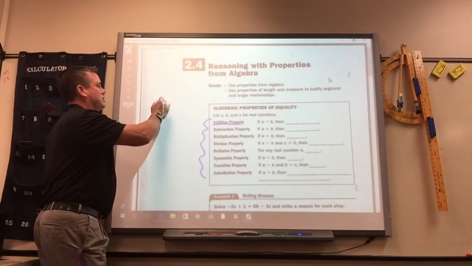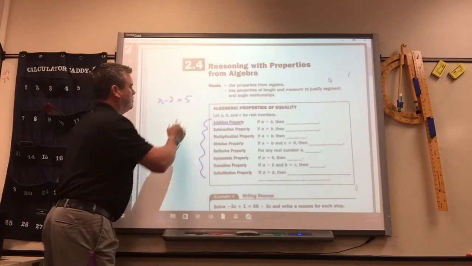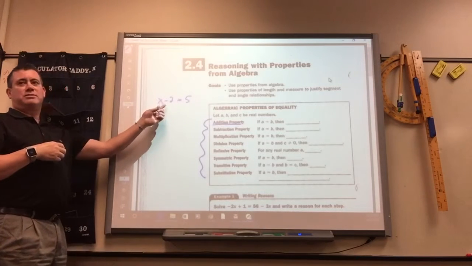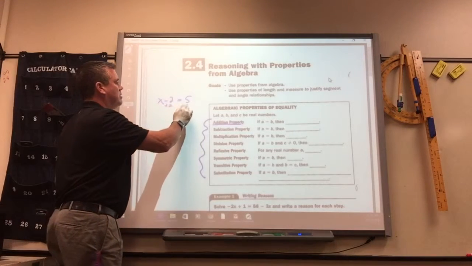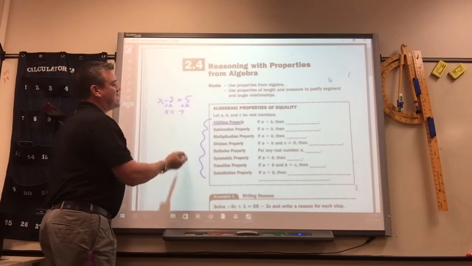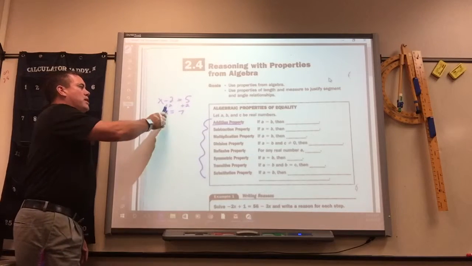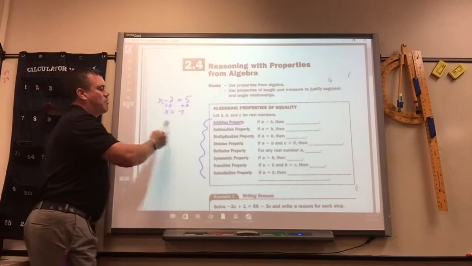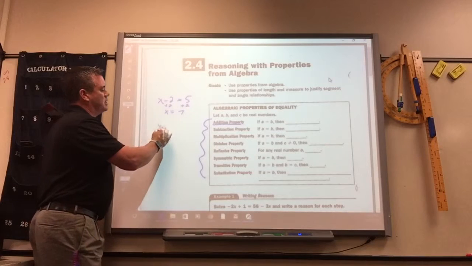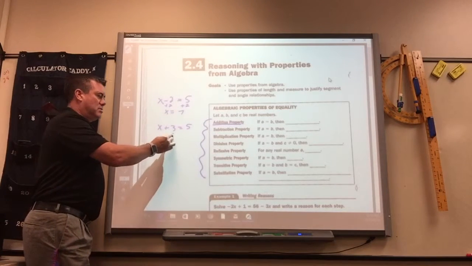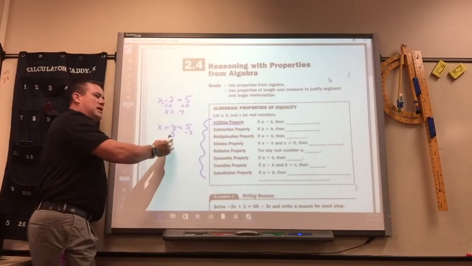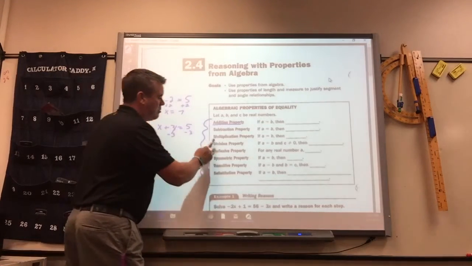If you got an equation, what do you do to solve this equation? Add 2 to each side, right? That's the addition property. Whatever you add to one side, you got to add to the other. So the subtraction property is this. In order to solve this, you have to subtract. Whatever you subtract from one side, you do to the other.